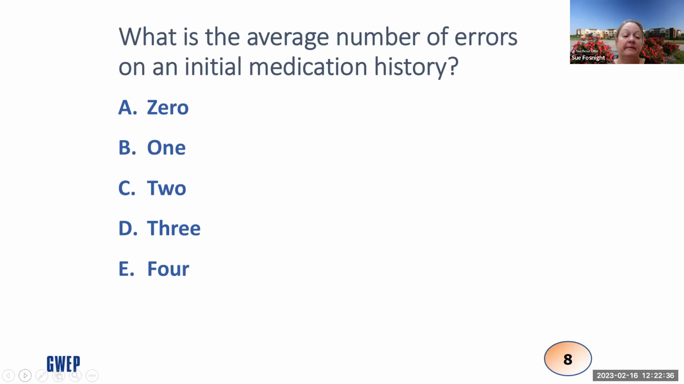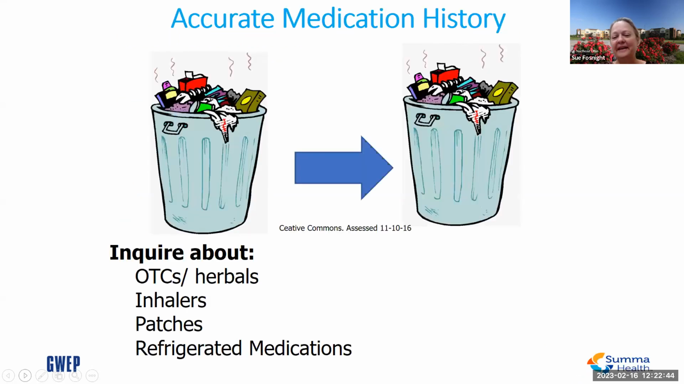Making sure the medication list is kept up and accurate is important, because if you don't have an accurate medication list, it's hard to come up with a good plan for the patient. We always say, if we have a garbage medication list, we're going to end up with a garbage plan, because it just doesn't work. The things people often don't tell you about are their OTCs and their herbals, inhalers, the patches, the refrigerated meds. I think there are a few care managers on the line also, and I know you guys take those medication histories.